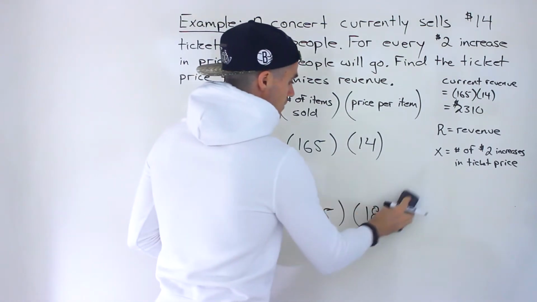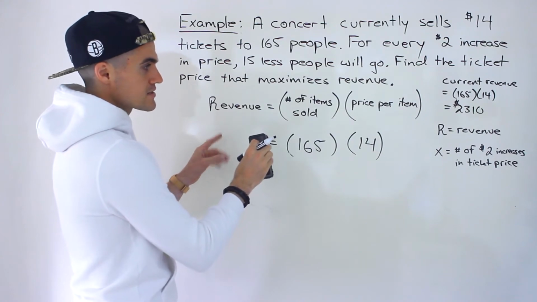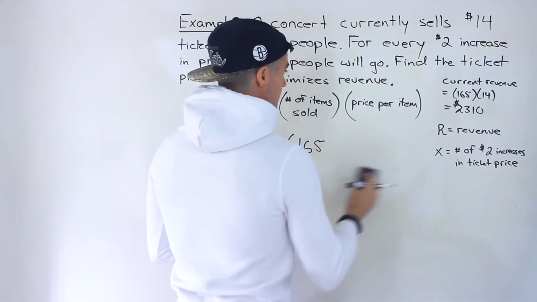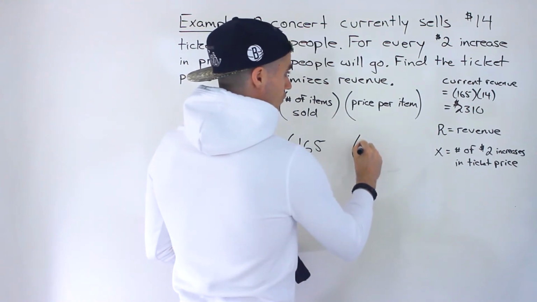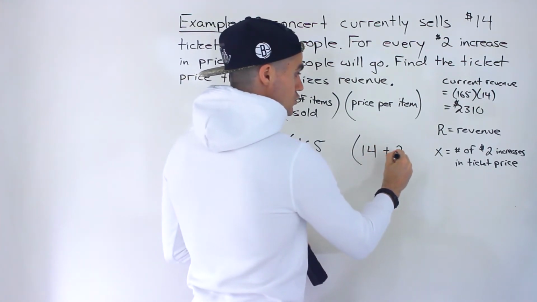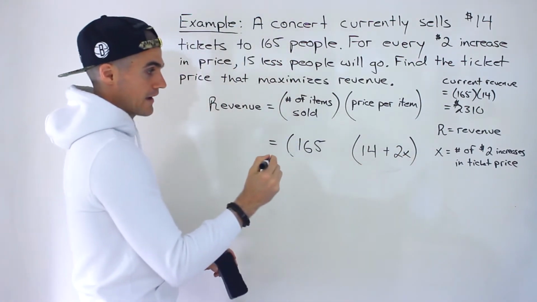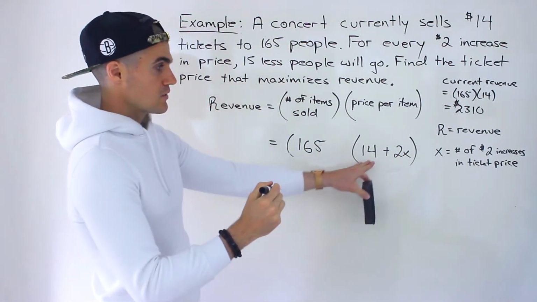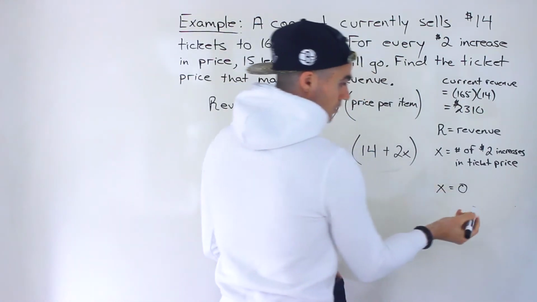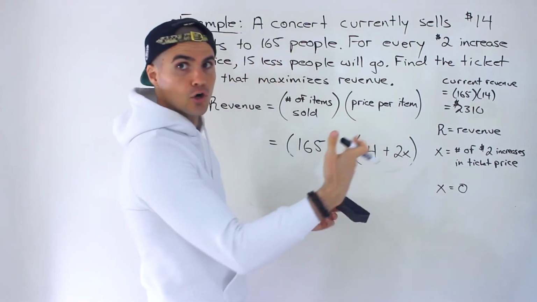And so what we can do now is we can generalize this revenue formula a little bit more with this new variable. So what we can say is the price per ticket is going to be 14 plus 2 times the number of these $2 increases, X, like that. So that's going to be the ticket price right there. So currently, X is 0, right? If we don't increase, then the ticket price is just going to be 14, the current ticket price.